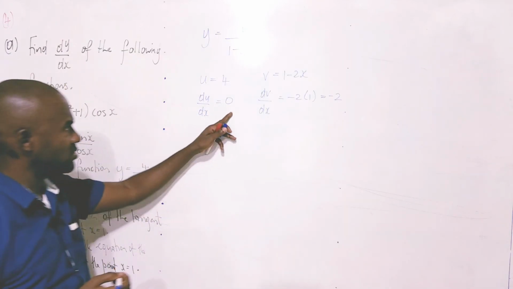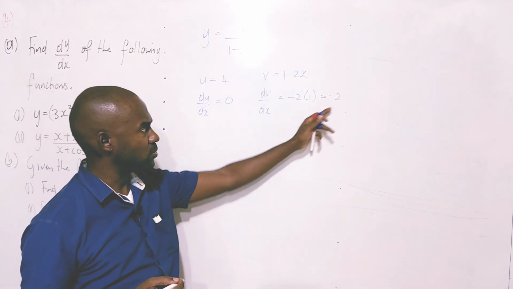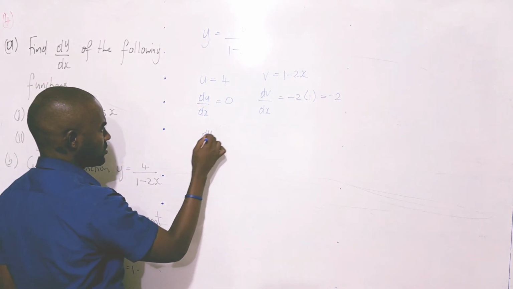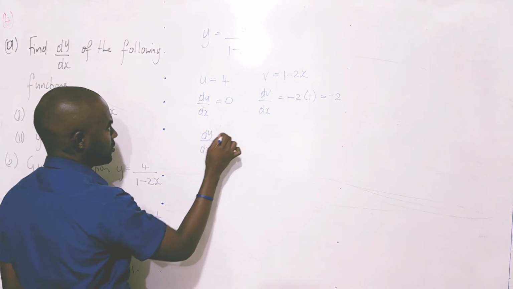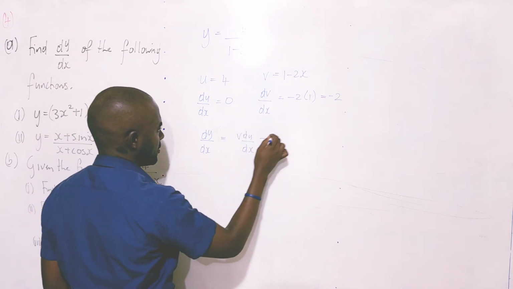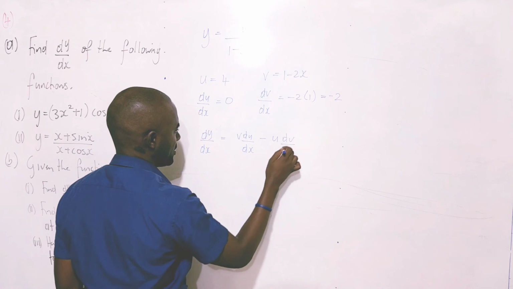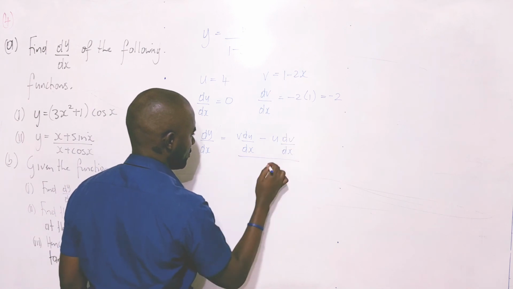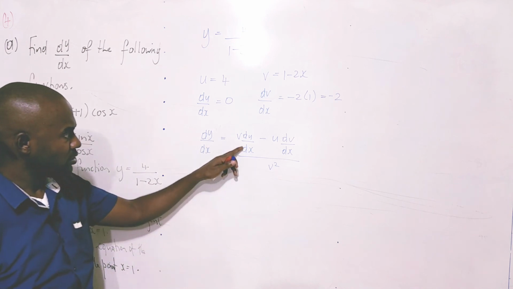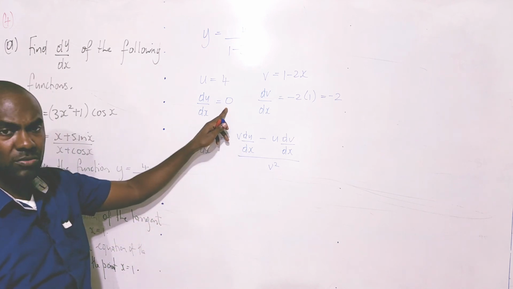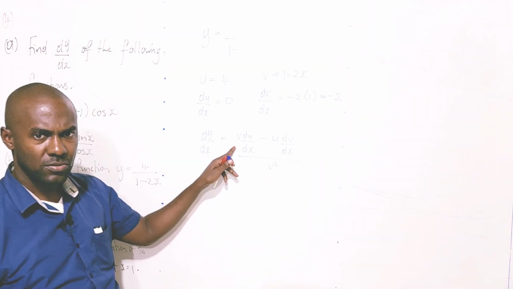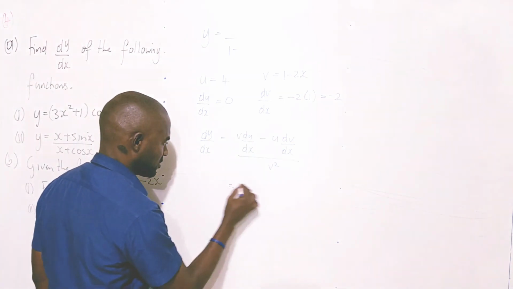So du by dx equals 0 and dv by dx is equal to minus 2. So by the quotient rule, dy by dx is equal to v du by dx minus u dv by dx all over v squared. Now substitute. So du by dx, of course, is equal to 0. So regardless of what v is, this first term will simply be equal to 0. So this gives us 0.